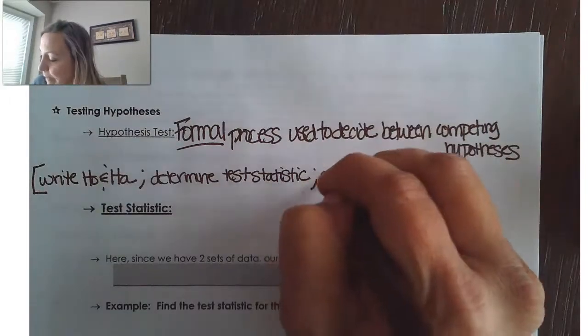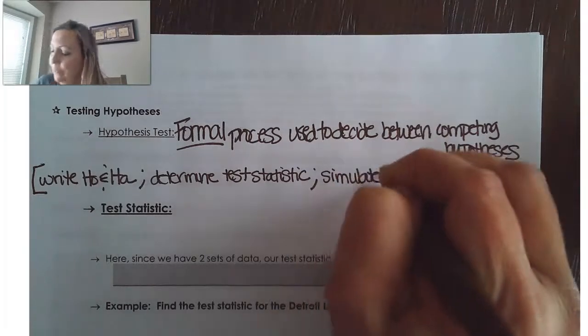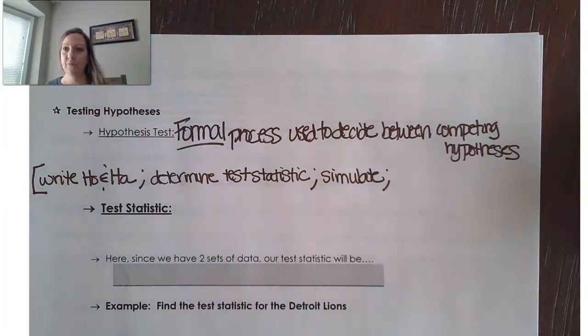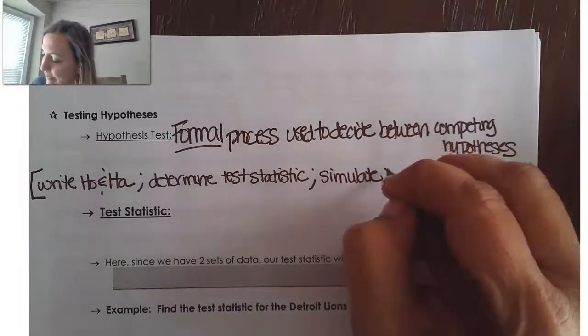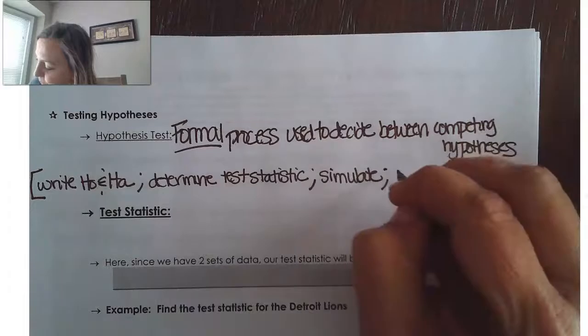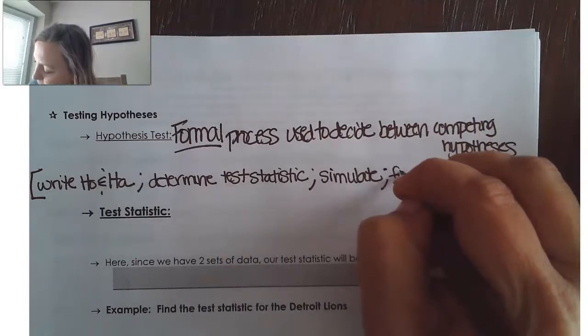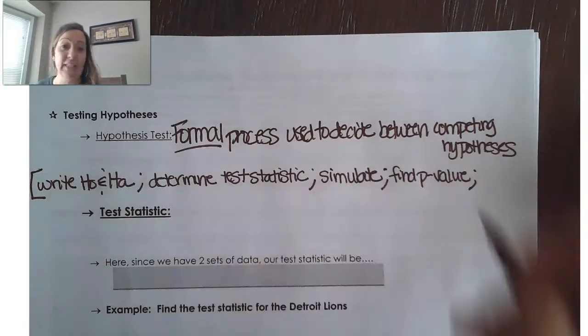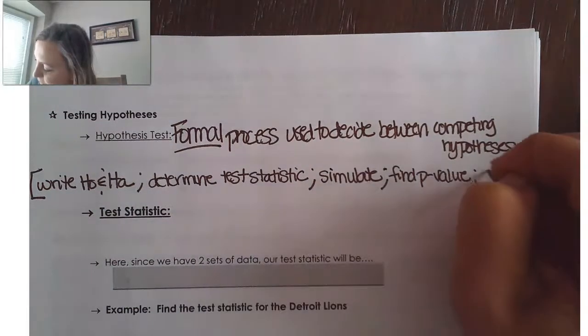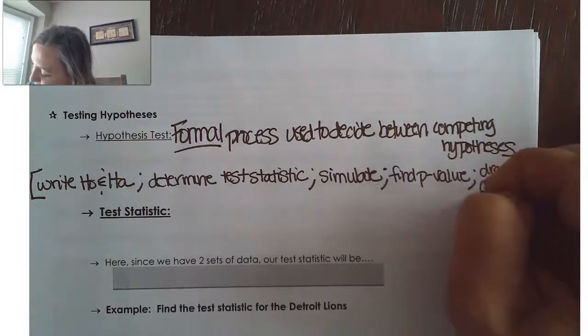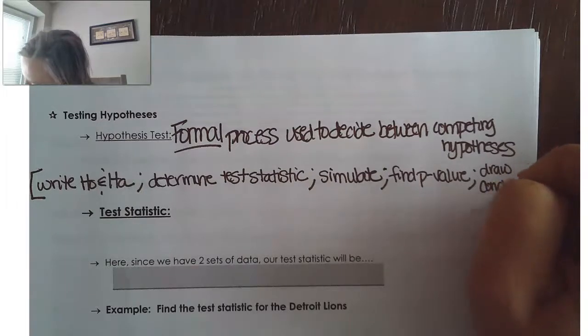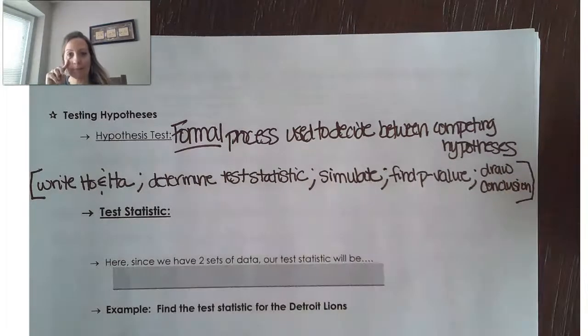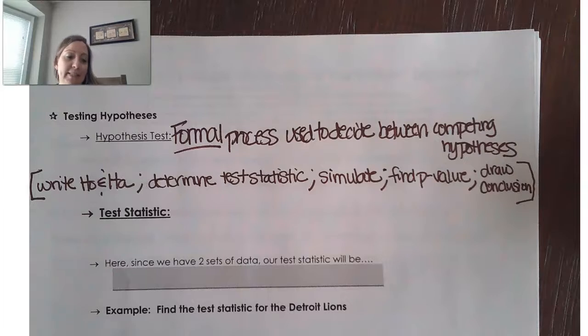Then we're going to talk about how, at some point, we can simulate that, kind of like what we talked about in chapter 1. We simulate a specific thing, a performance that we want to see if it's special. We're going to do something called find the p-value. I ran out of room. And then we're going to draw a conclusion. Just made it right, okay? So those are the steps that we perform in a hypothesis test, and we'll be doing all of these throughout chapter 2, okay?